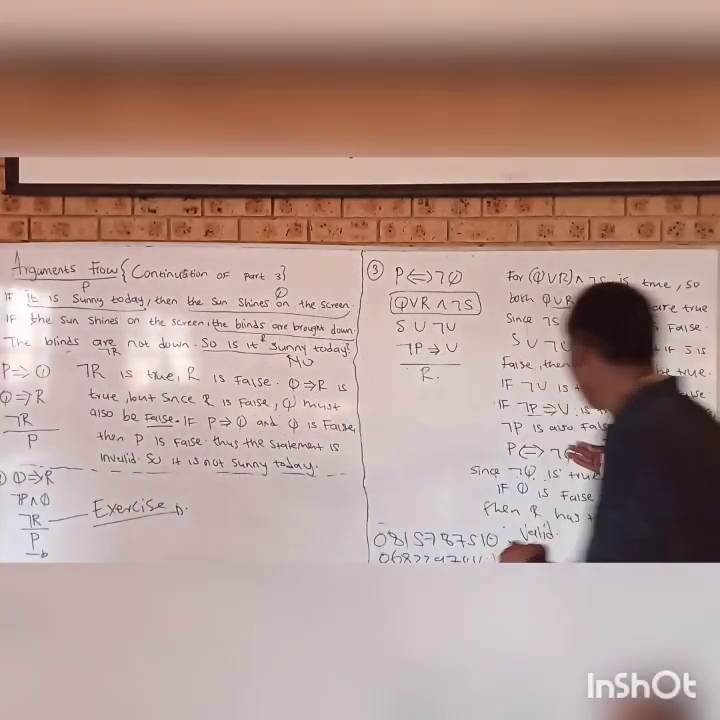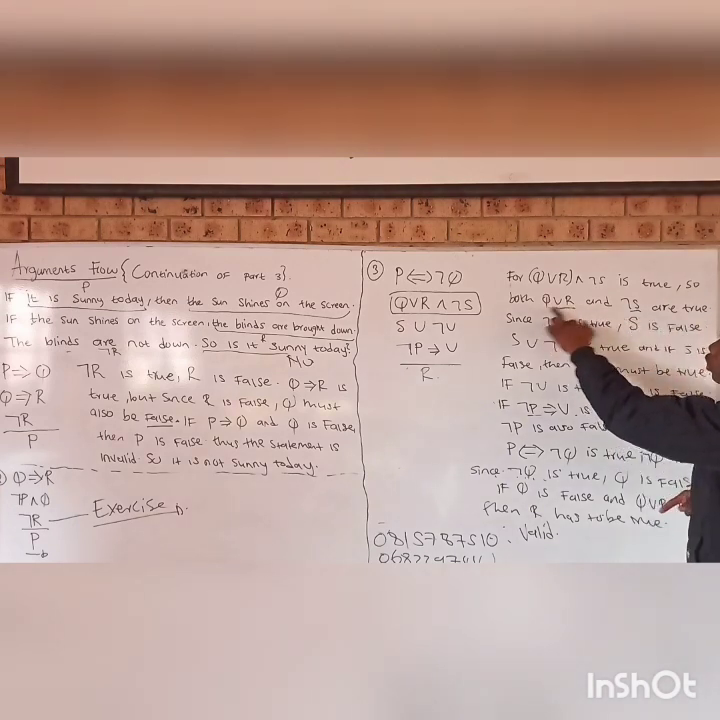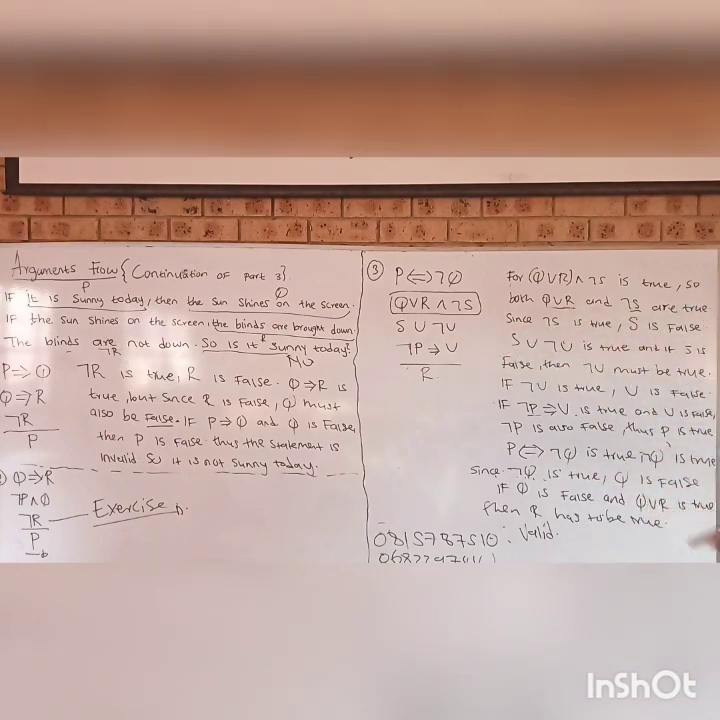So we continuously proceed, going forward. We know that the truth value of not Q is true, then Q is false. If Q is false, and we have shown above that Q or R is a given statement which is true, therefore R has to be true. So if R is true, therefore the statement is valid.